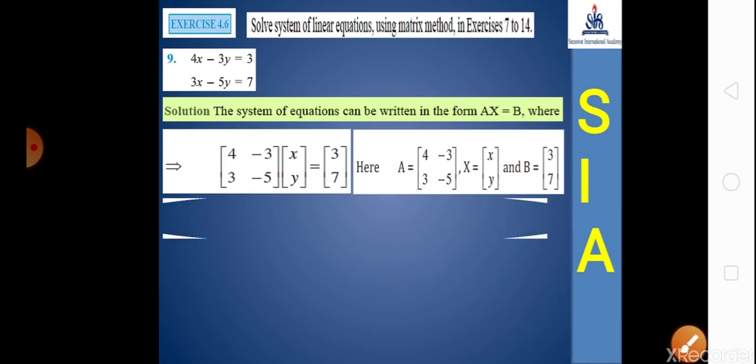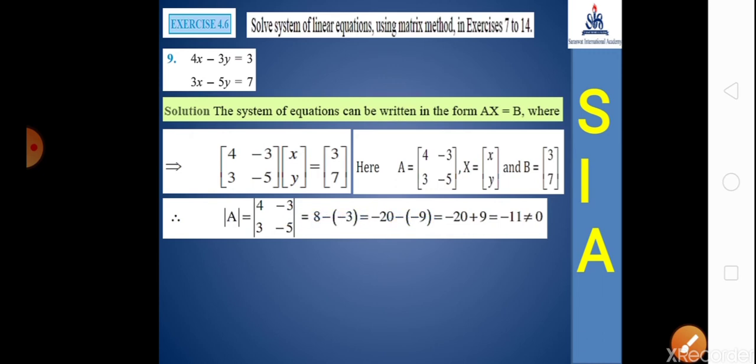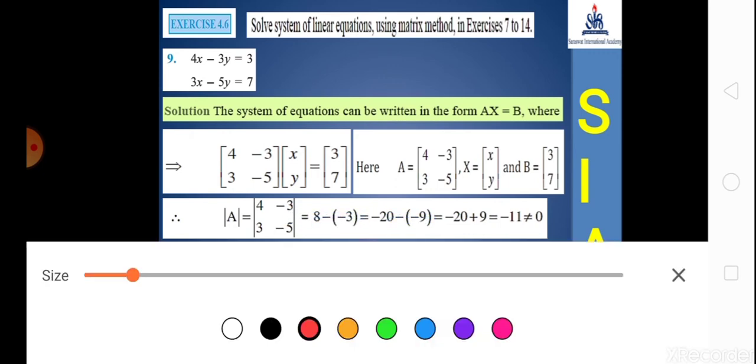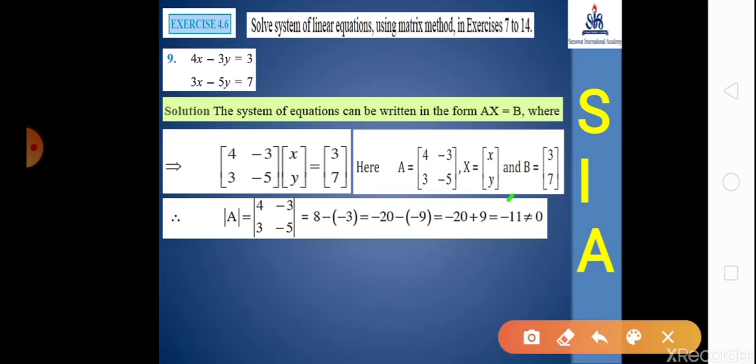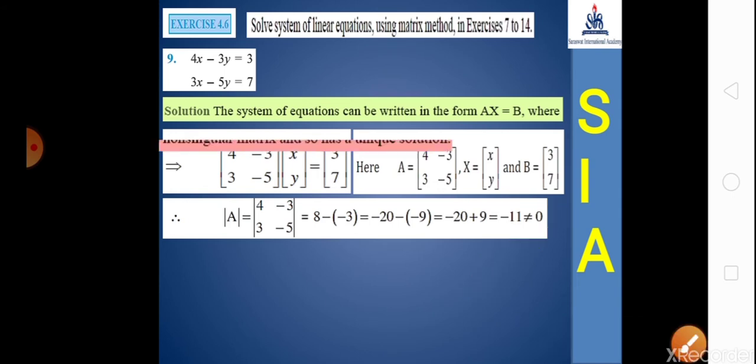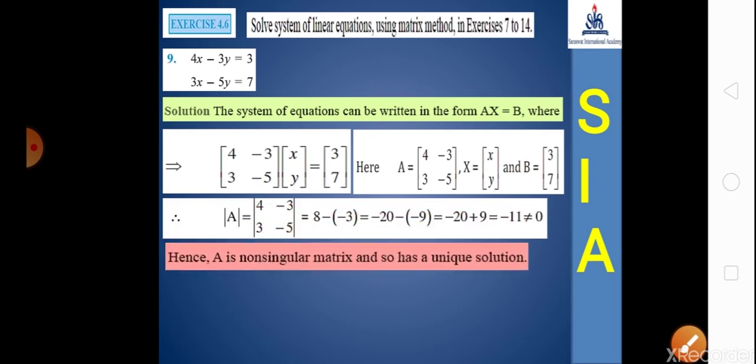Now students, I am going to find the determinant of A and check it. Is this answer 0 or non-zero? These must be checked in these equations, so that by mistake you do not get a 0. If your answer is non-zero, then we can say A is a non-singular matrix and so a unique solution exists. Now I go to further calculations.